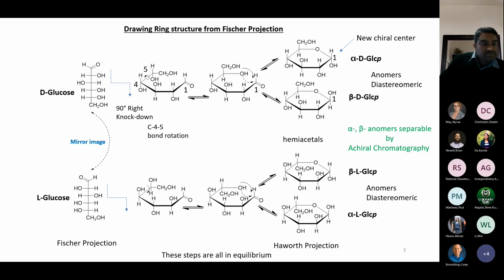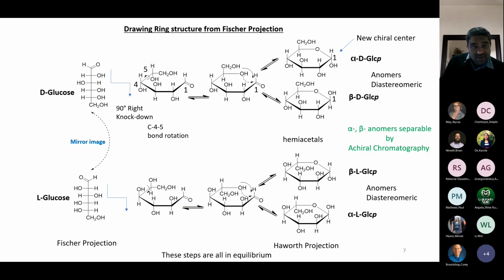And to do that, we'll go to their cyclic structure. We have D-glucose. It goes for a 90-degree knockdown, goes for C4-5 bond rotation, and then goes for cyclization. Now, this aldehydic carbon being sp2 hybridized, this is a planar structure. This carbon is planar. So this hydroxy group can go for a nucleophilic attack both from the bottom and from the top, giving rise to two different conformations. One is alpha, where the hydroxy group is at the bottom and the CH2OH group is at the top, and beta, where the hydroxy group and the CH2OH group are on the same side.